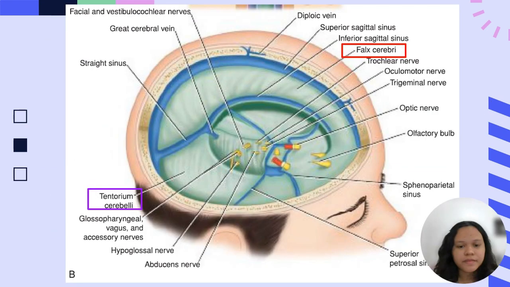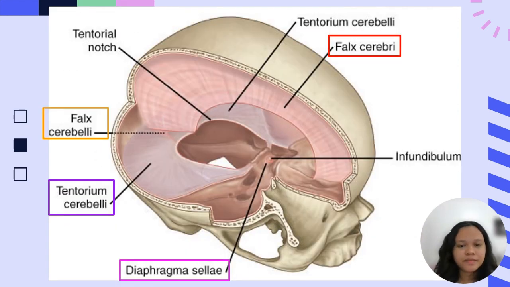moving. In this diagram lifted from the book, we can visualize here the tentorium cerebelli as well as the falx cerebri. Here's another image showing all of the four septa: the falx cerebri here, the falx cerebelli, which is a very small membrane compared to the others, found here, the tentorium cerebelli, and also a small one, the diaphragma sellae.